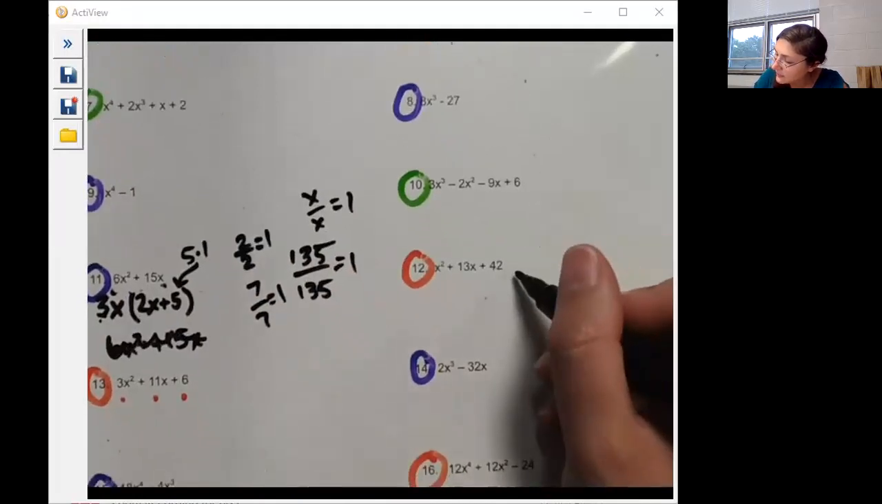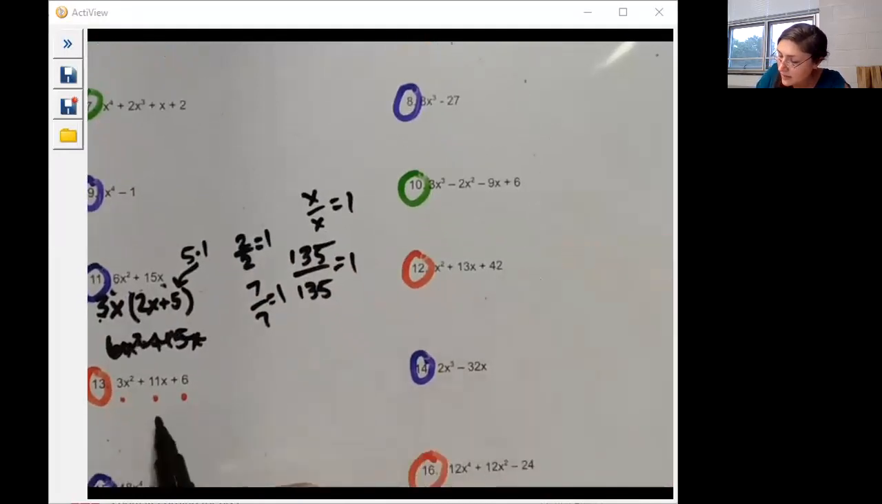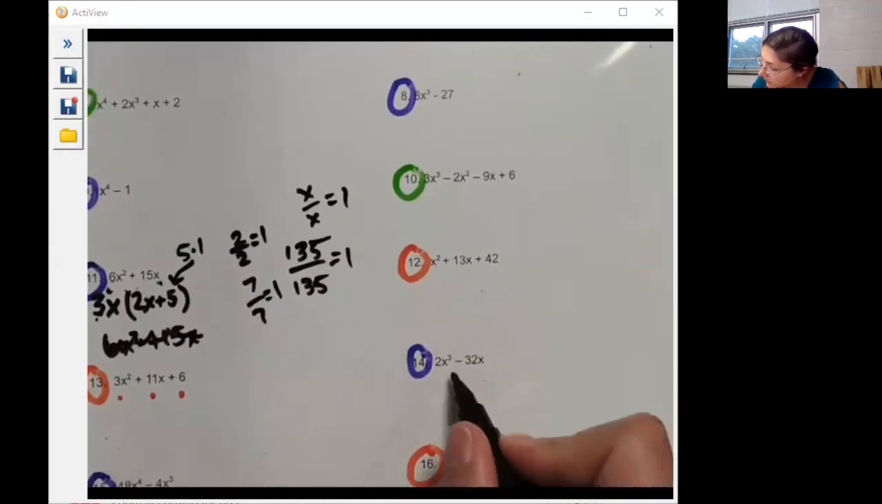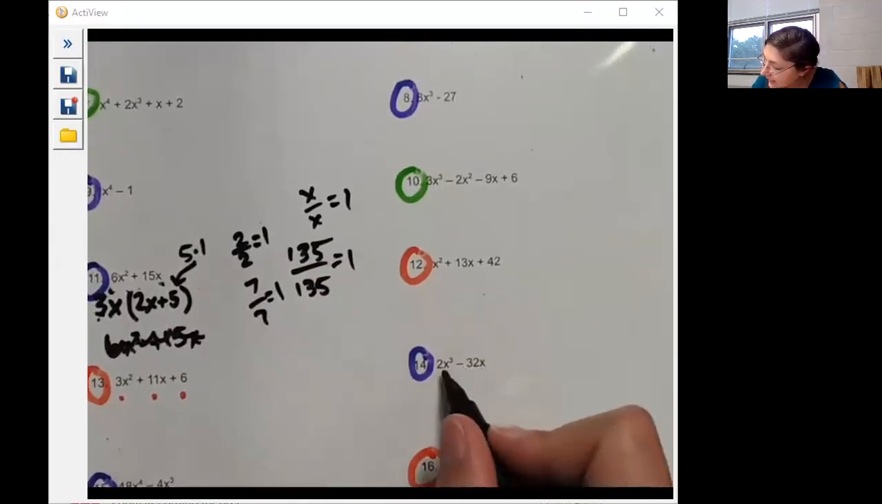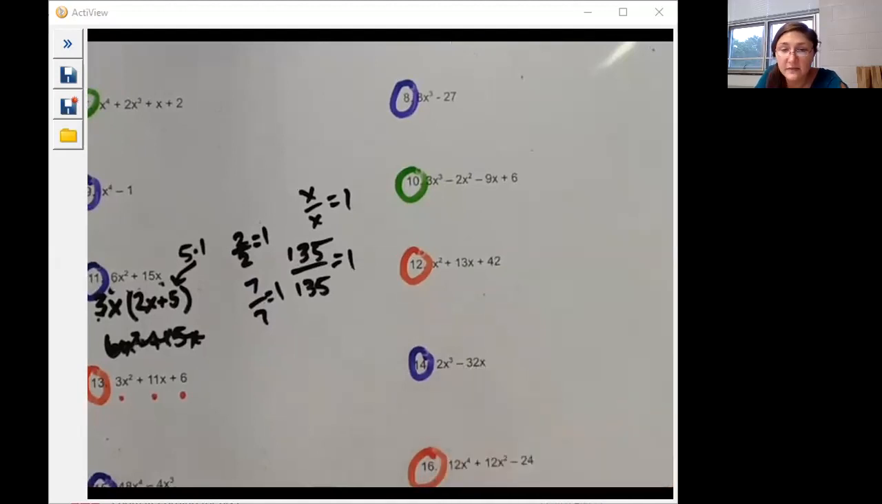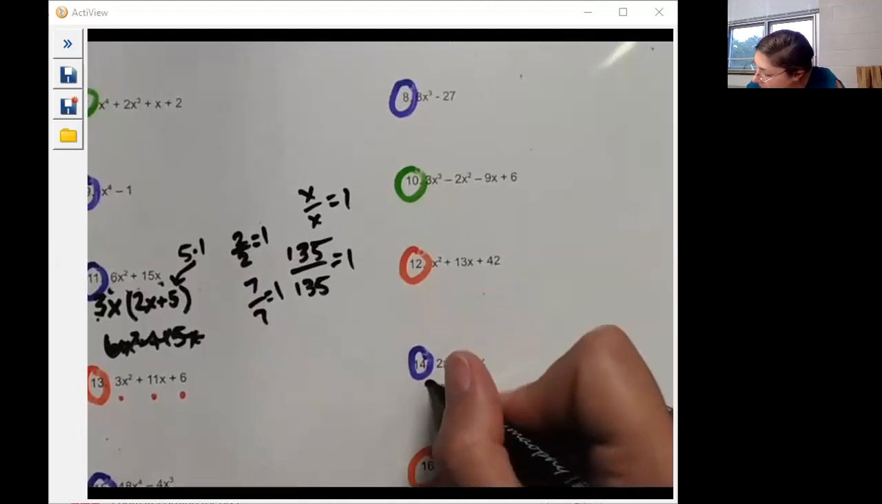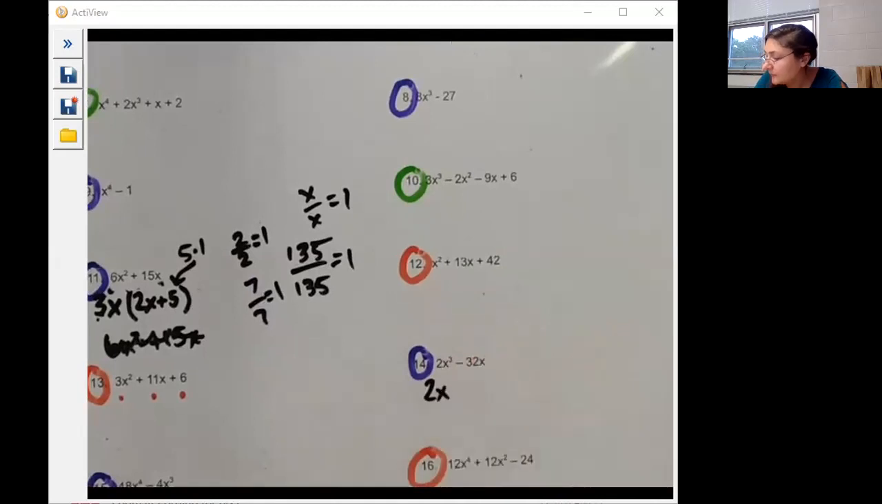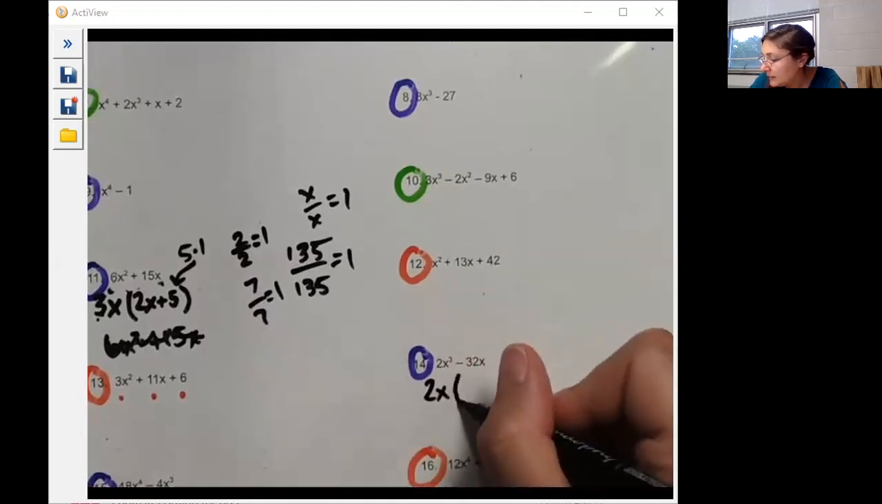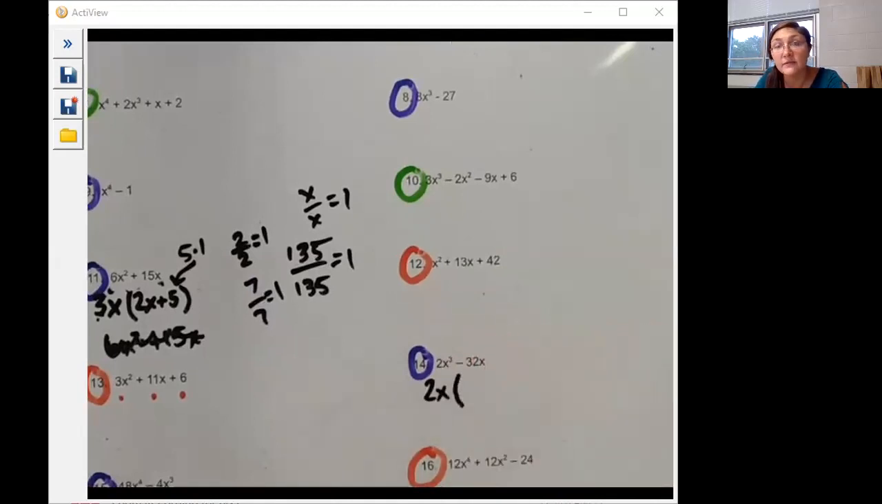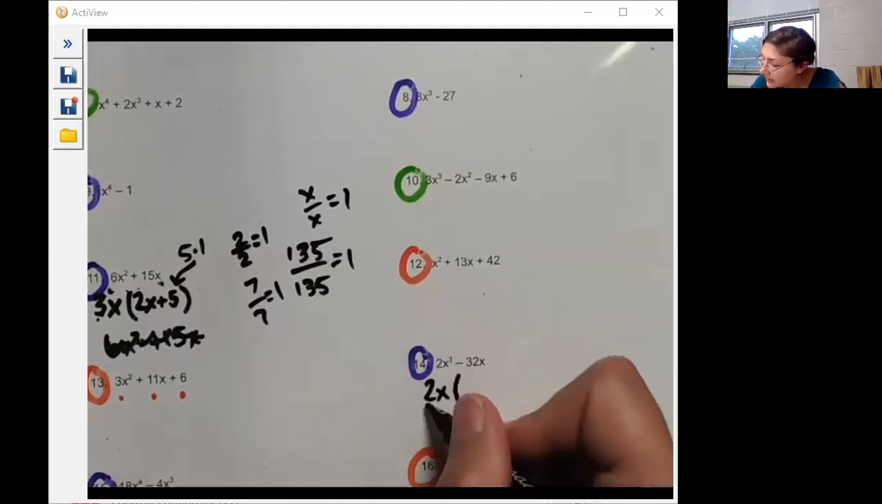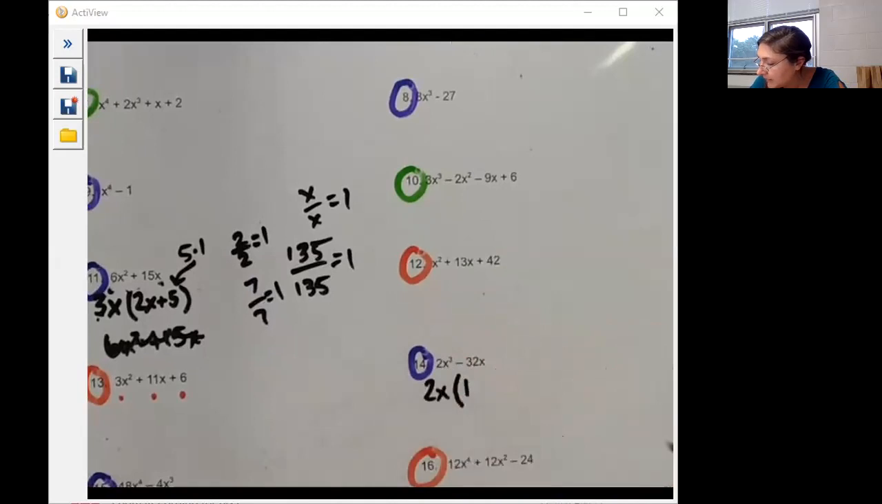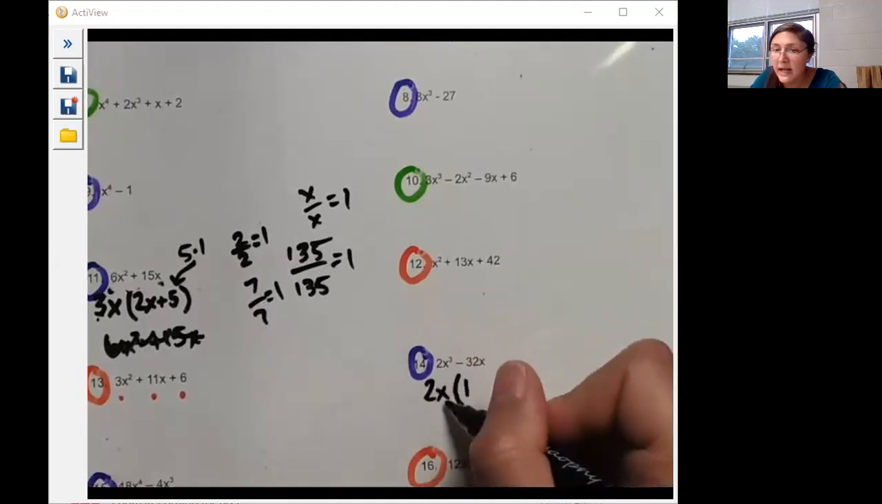No common factor for number 12. No common factor for number 13. Number 14, though, both of these terms have x, and the coefficients would both be divisible by 2. So my GCF would be 2x. So now I'm going to write what's left over if I divide that out or factor that out of each term. 2 divided by 2 would be 1, and then x cubed divided by x.